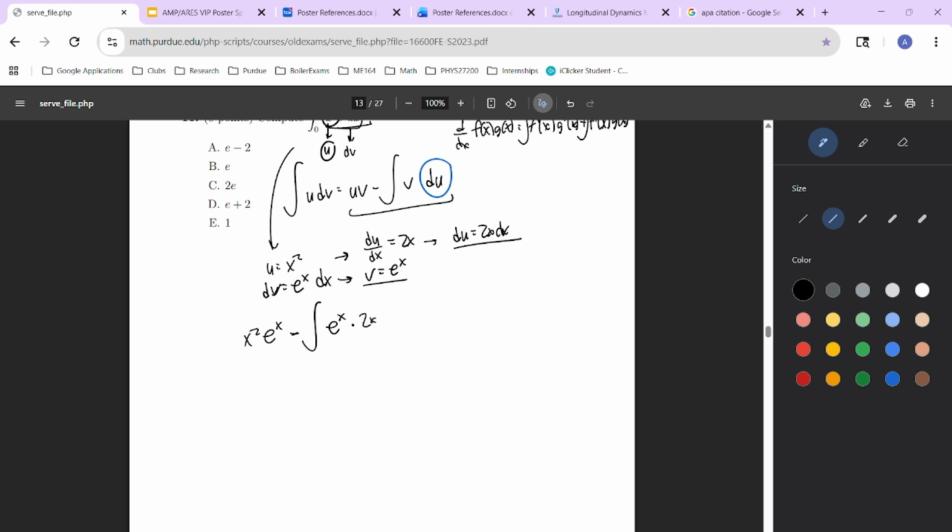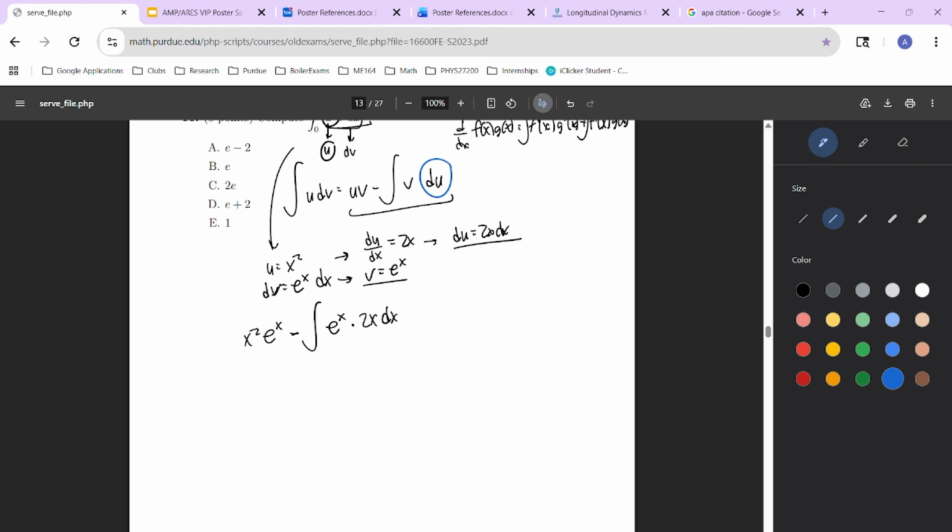Very sorry about that. We had some technical difficulties. Let's continue with the problem. So as we verified here, du would be equal to 2x dx. So it would be 2x dx out in front here. And now we simply need to do this process again.